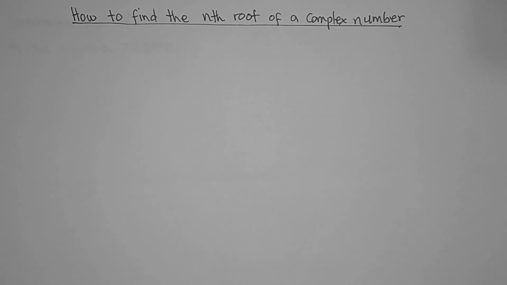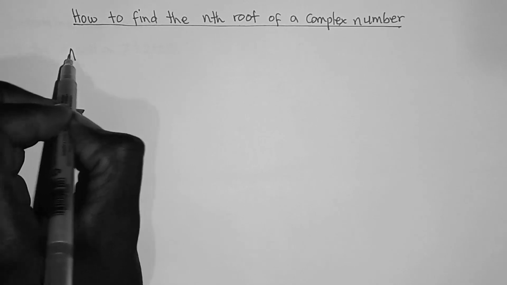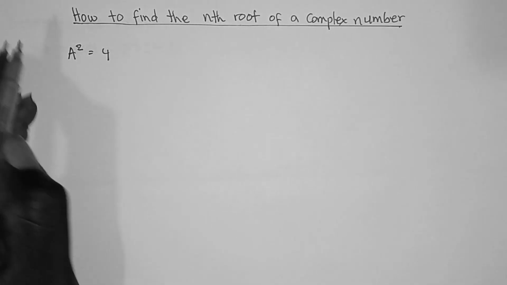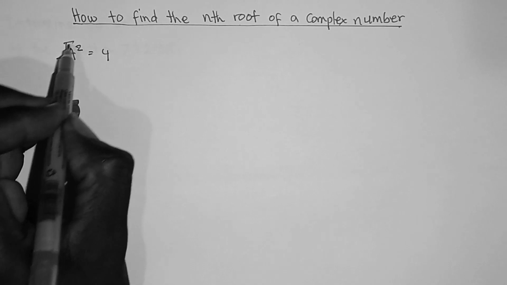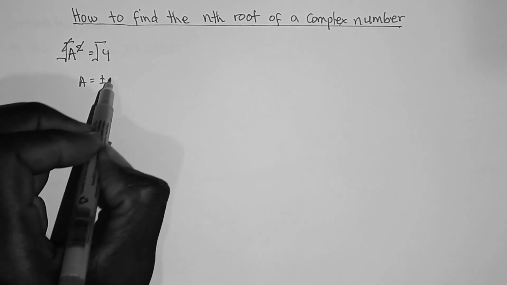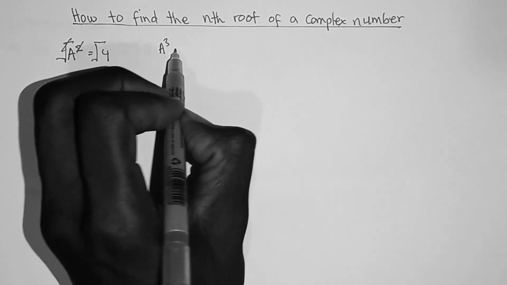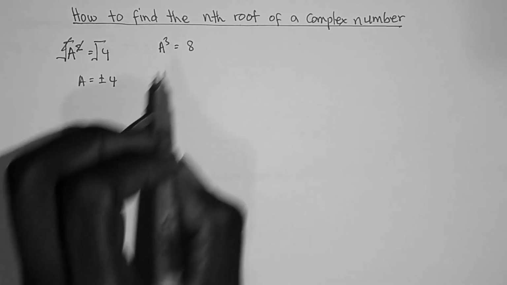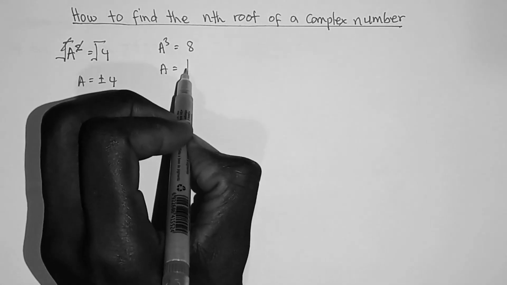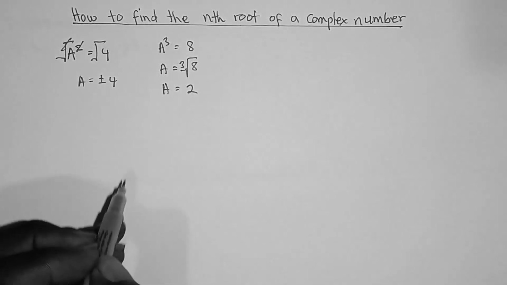In this video, we are going to talk about finding the nth root of a complex number. For example, let's assume that we have a squared equals 4. We find a by finding the square root of both sides. So a is equal to plus or minus 4. Let's assume that a cubed is equal to 8. Then a is equal to the cube root of 8, and therefore a is equal to 2.